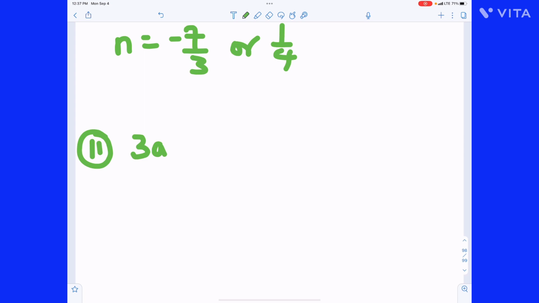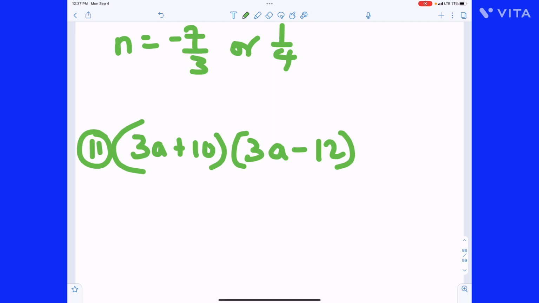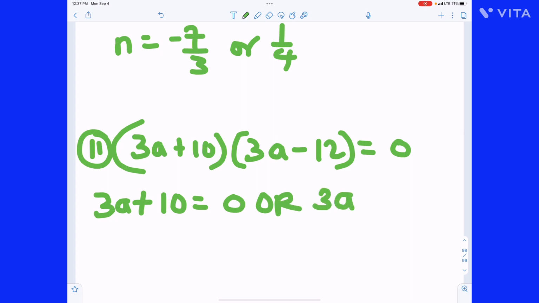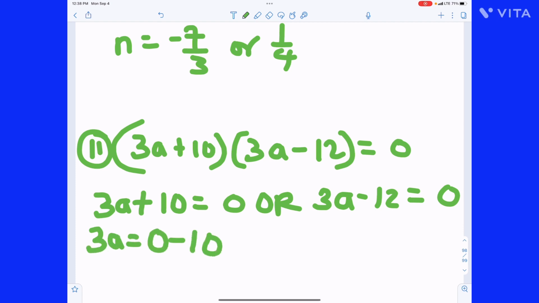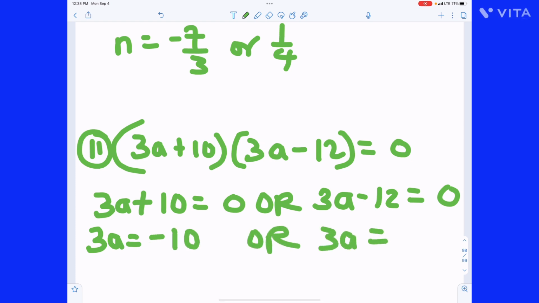Number 11. 3a plus 10, 3a minus 12. Any other one? 3a plus 10 is 0, or 3a minus 12 is 0. Do you understand that I did this? So 3a is 0 minus 10. I'm supposed to write 0 minus 10, but I want to skip that step and just write minus 10, to shorten my step. Here I'm supposed to write 0 plus 12, but I'll just skip that step and write 12. Exactly. Yes. So a is what? Minus 10 over 3.